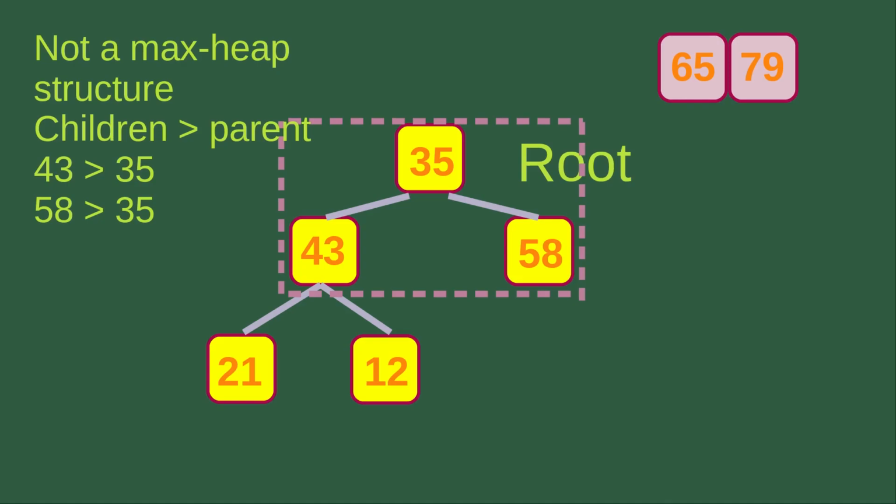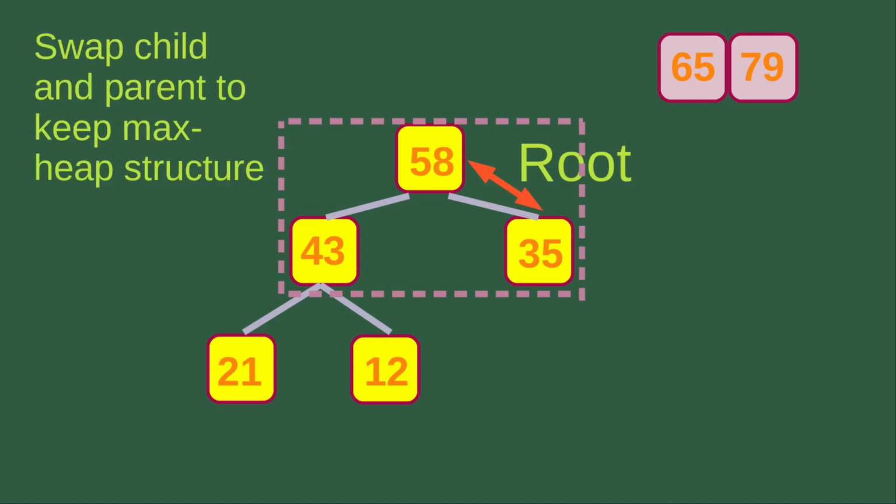So we see that this particular subtree is not following the max heap structure because the children can be larger than the parent. So 43 is larger than 35, and also 58 is larger than 35. We need to do the swapping so that the parent is larger than both children, so we can swap 58 and 35 to maintain the max heap structure.